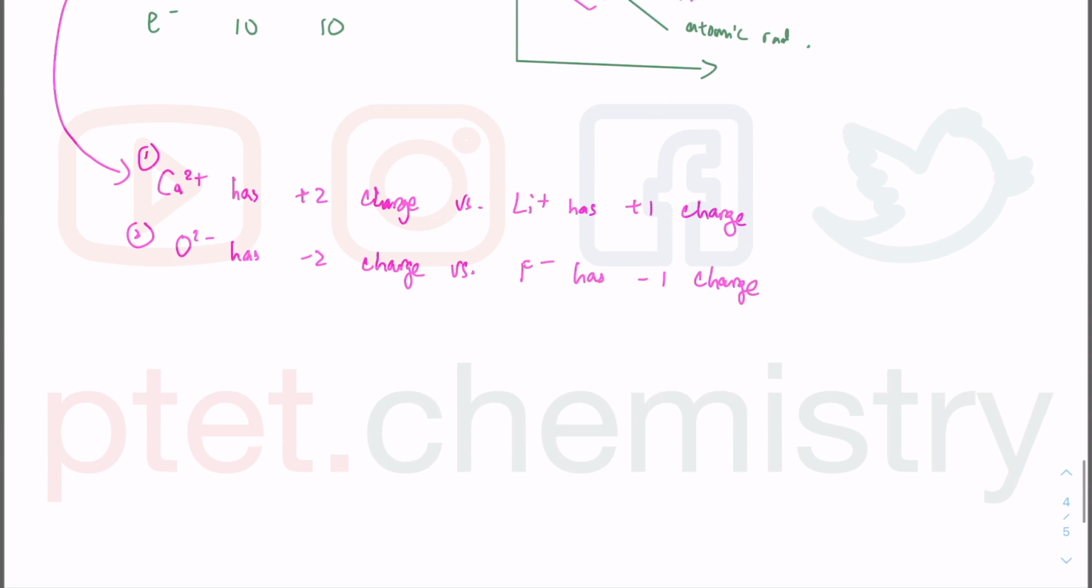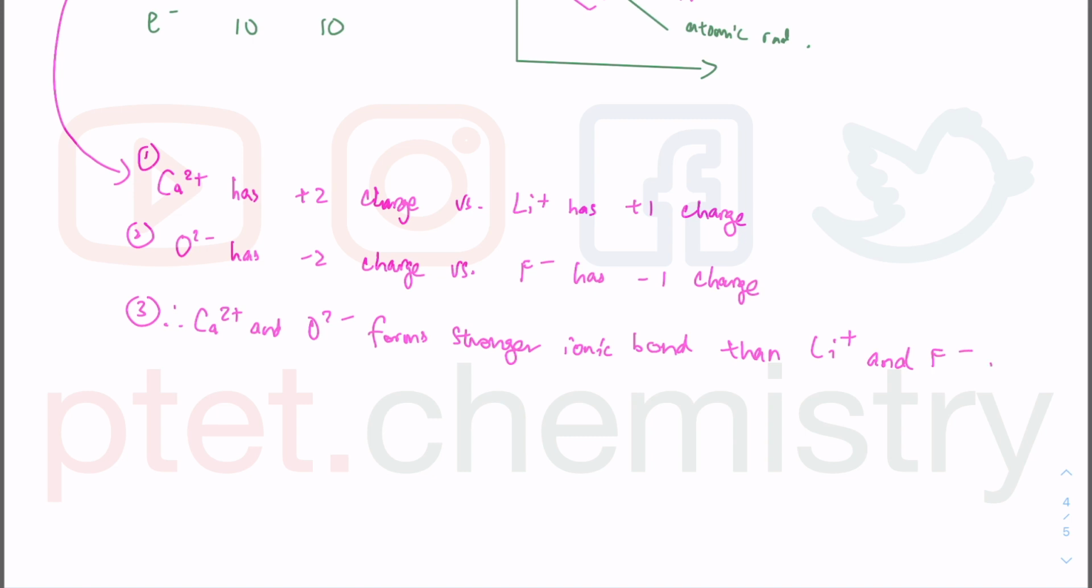Therefore calcium 2 plus and O2 minus form a stronger ionic bond, and the stronger the ionic bond that you are forming in the lattice, the more exothermic it is, compared with LiF, Li plus and F minus. So I've talked about two things there. That should be enough for that 1 mark, I guess. On to the next part of the question.